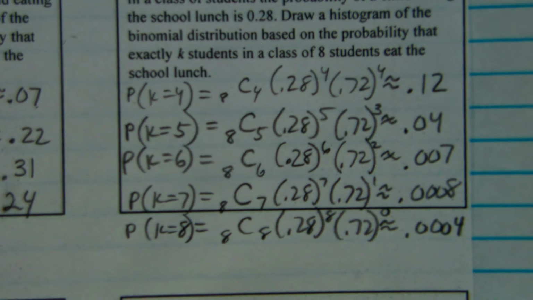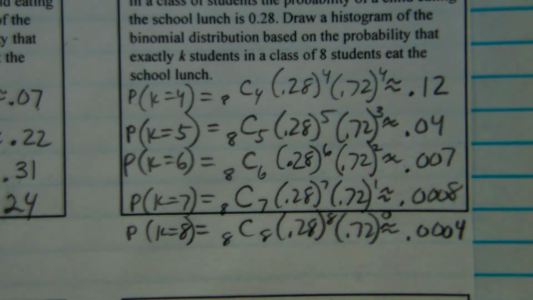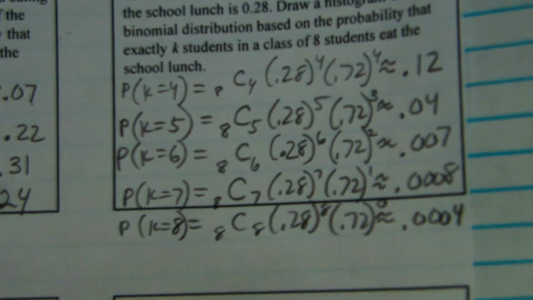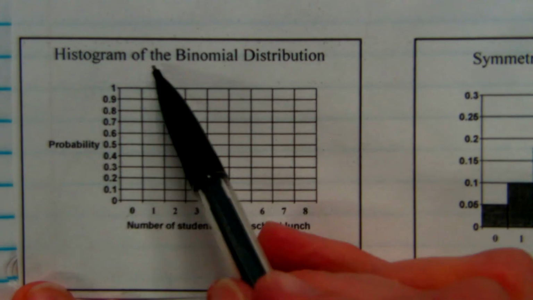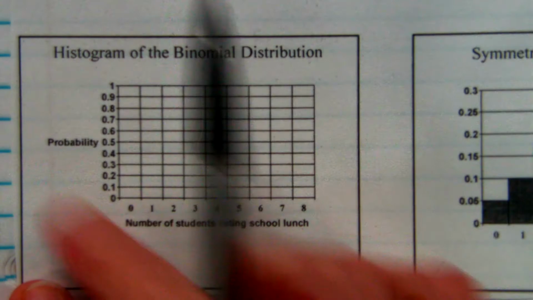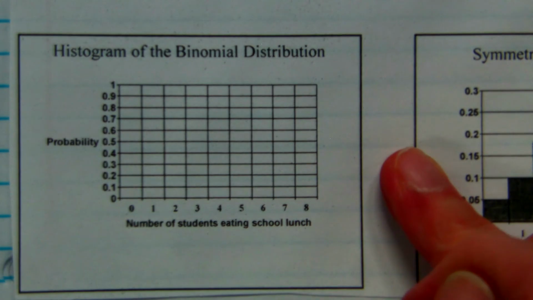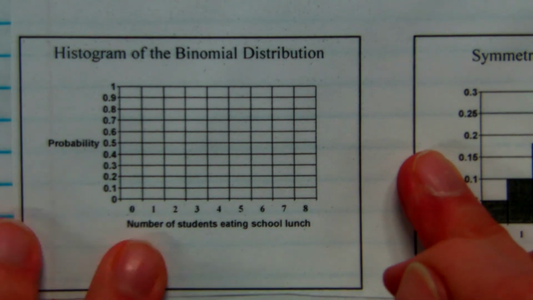All right, so all of this information is going to go into a histogram. So we did this on purpose, and theoretically, this is going to be a histogram, which is just a special kind of bar graph. So histogram of binomial distribution. Here's our graph, and I was nice. I set this up for us.